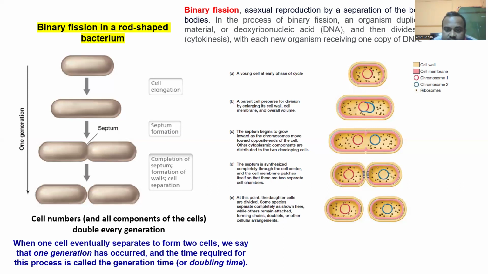Next, the septum is synthesized completely through the cell center, and the cell membrane patches itself so that there are two separate cell chambers. At this point the daughter cells are divided, and some species separate completely as shown here, while others remain attached, forming chains, doublets, or other cellular arrangements. This is the overall process or mechanism by which bacteria double. Very important to learn here are binary fission and generation time or doubling time.